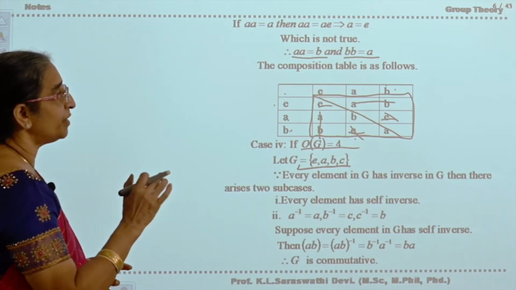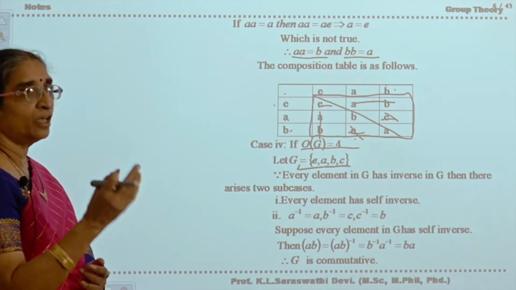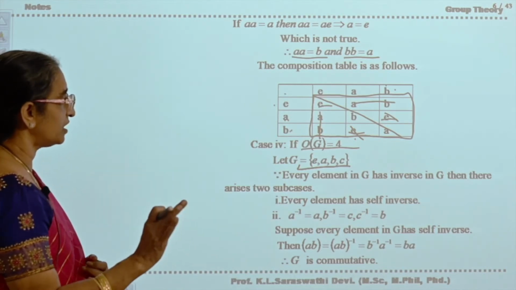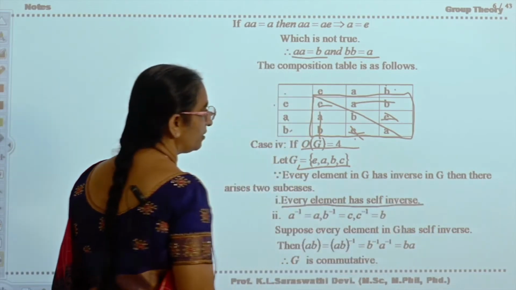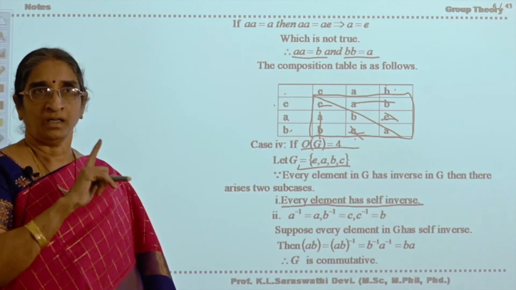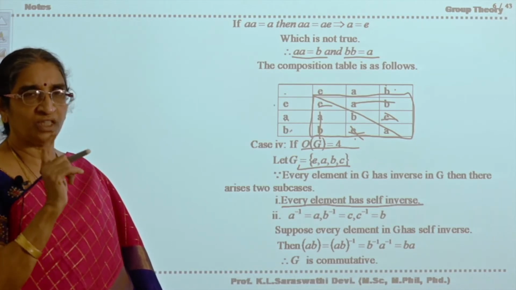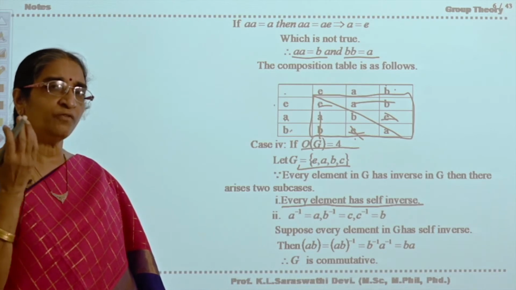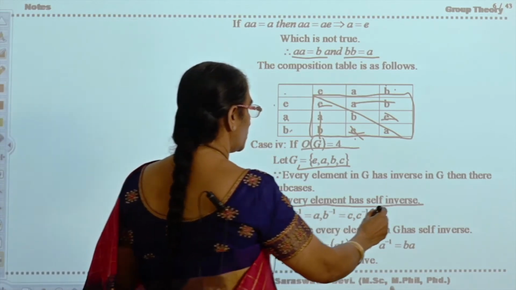Now, every element has an inverse. That means A is the inverse of A, B is the inverse of B, C is the inverse of C, E is the inverse of E. That is the first case. Every element is self-inverse. We have proved one problem in the set of 3, in video 3 or video 3a, I don't remember. But if every element has its own inverse, that group will become an abelian group. In such a case, it is okay.